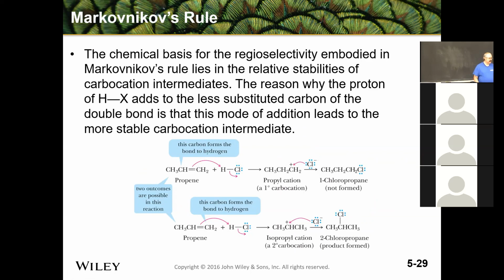This is related to Markovnikov's rule. The chemical basis for the regioselectivity embodied in Markovnikov's rule lies in the relative stabilities of carbocation intermediates. The reason why the proton of HX adds to the less substituted carbon of the double bond, or the carbon that has the most hydrogens, is that this mode of addition leads to the more stable carbocation intermediate.